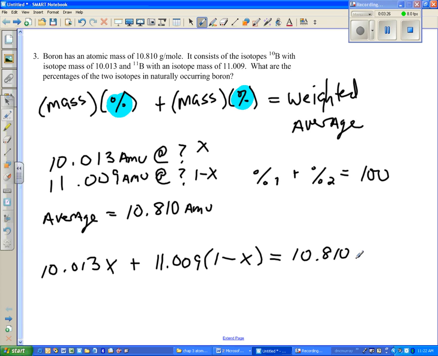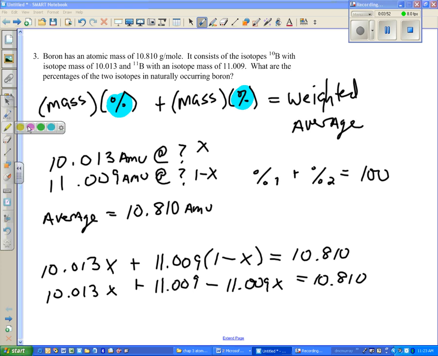So we have some parentheses, so we need to distribute. So I take 10.013x plus 11.009 minus 11.009x equaling 10.810. And now I have some x terms, which I'll highlight for you.